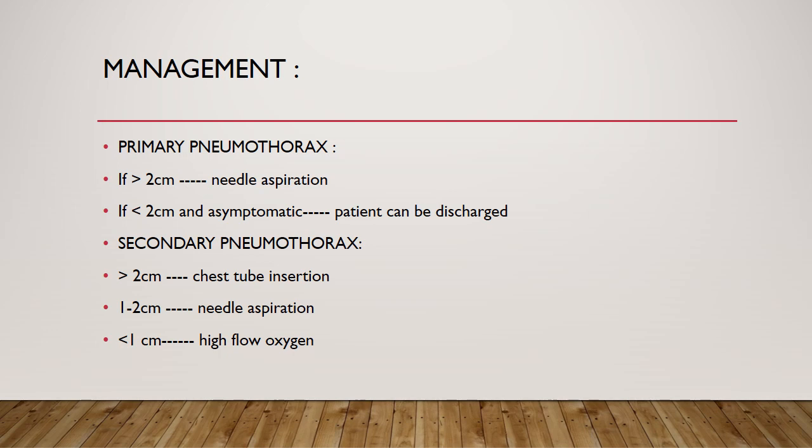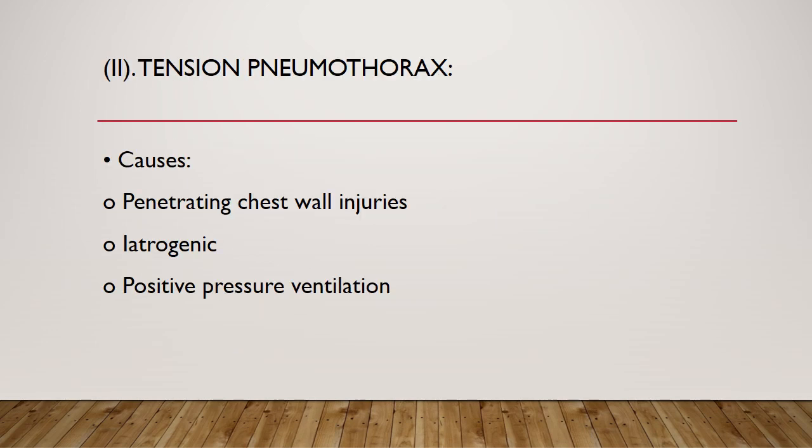For secondary pneumothorax, that is, the patient already has a disease, for example emphysema, tuberculosis, COPD, cystic fibrosis, Marfan syndrome, all the other causes which I have already discussed. If with these causes there is more than 2 cm of pneumothorax, then you will insert a chest tube, and if it's 1 to 2 cm, then needle aspiration will be enough, and if it's less than 1 cm, then you have to keep the patient on high flow oxygen.